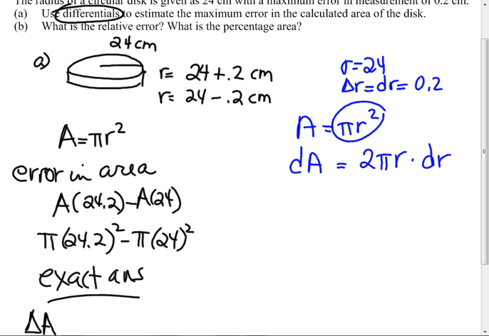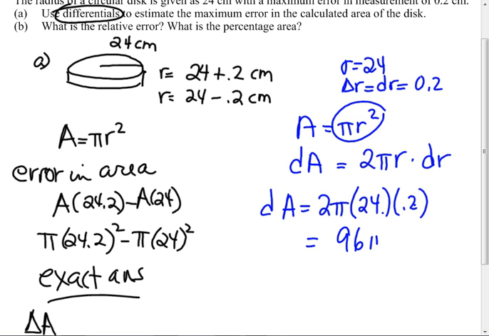Watch and be careful with this when you do the problems. I think the author likes to mix up the units, so he'll have meters and centimeters, so make sure you watch your units. So it's 2 pi, r is 24, dr is 0.2, and if I do 2 times 2 times 24, forgetting the decimal, that's 96 pi, but I have to count back 1. So it's 9.6 pi.